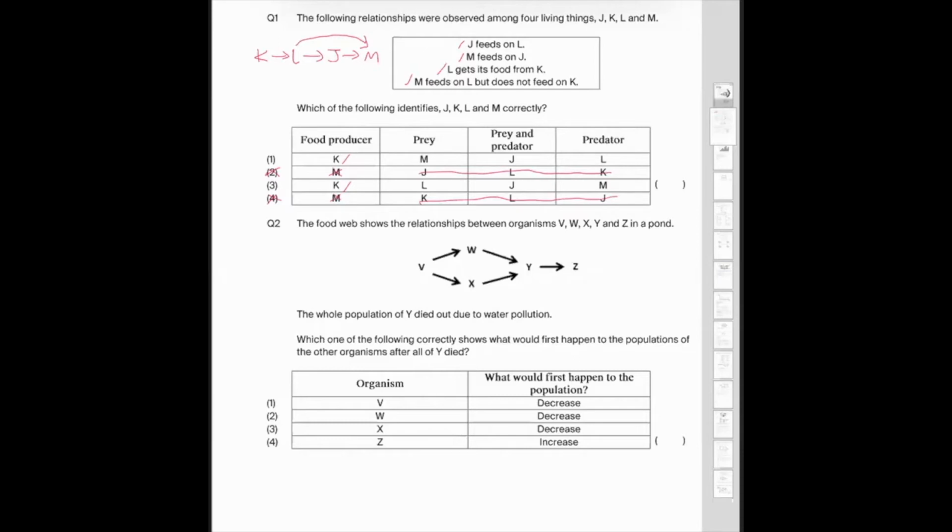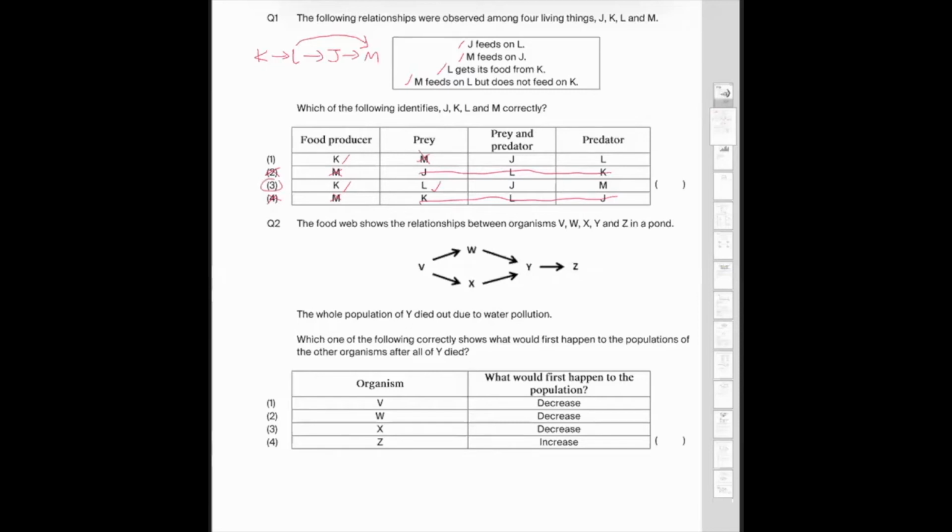So for prey, L is definitely a prey because anything that eats plants is not considered a predator. So it's correct that L is a prey. And M is not, because M eats other animals and M is not eaten by anyone. So M is not a prey. So at this point, you're left with 3 already, but you just need to confirm.